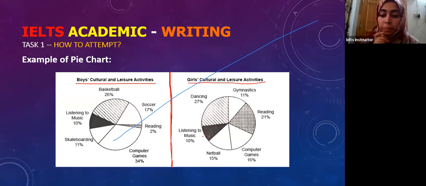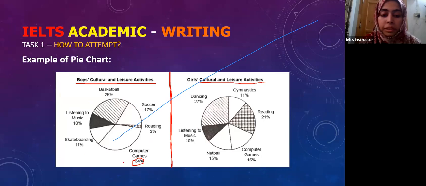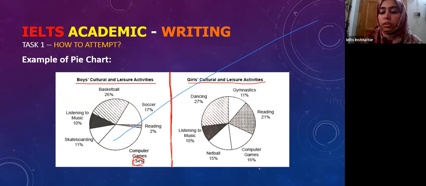Now, as you can see, the most basic comparison I can see is that boys play a lot more computer games than girls. Okay, 34% of boys play computer games. Yes. So of all the percentages for boys, the highest percentage is for computer games. Okay, so that you should definitely mention. And whereas in case of girls, only 16% play computer games.